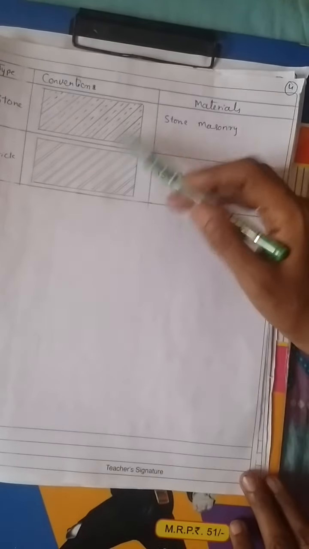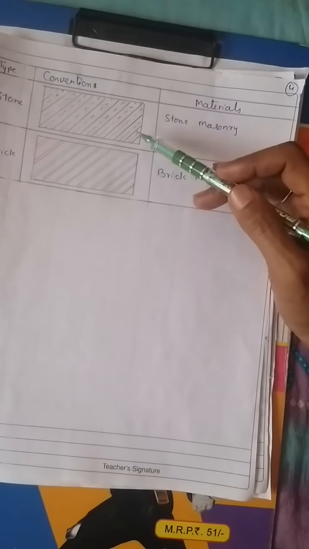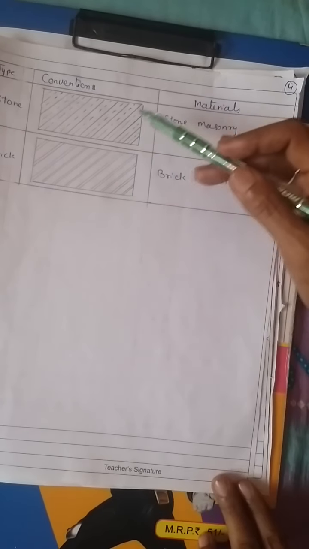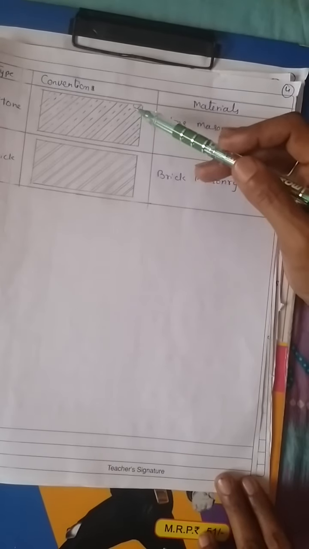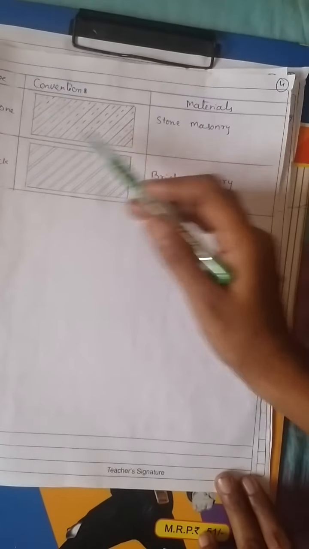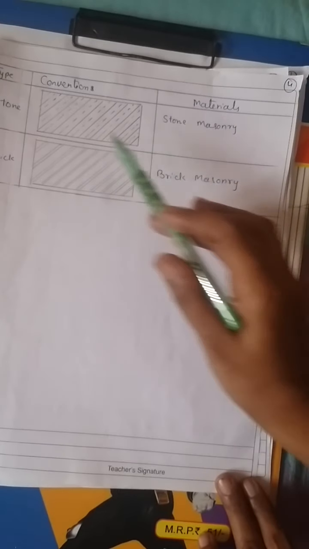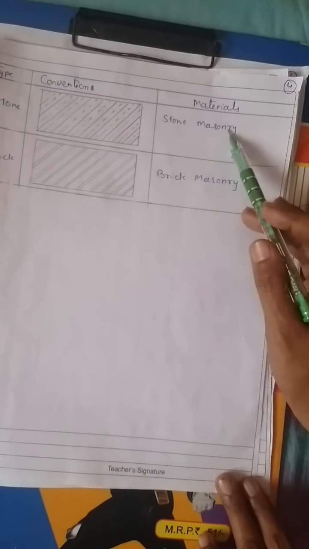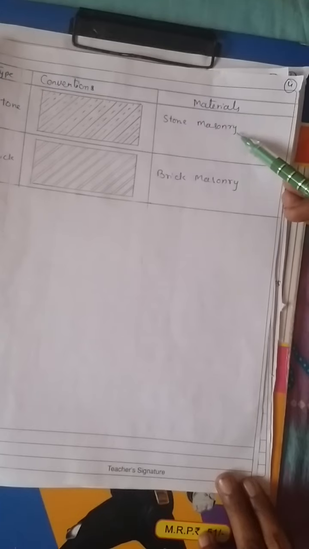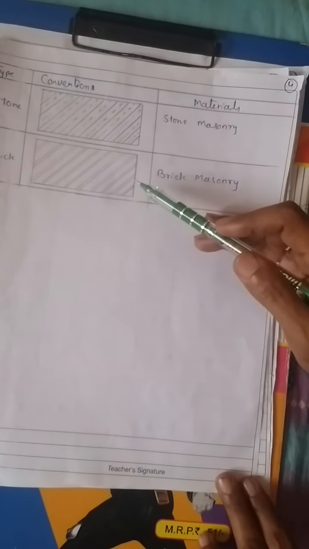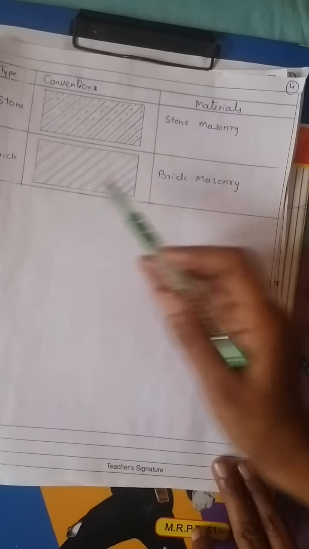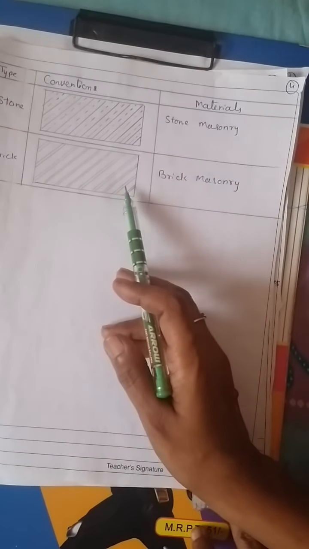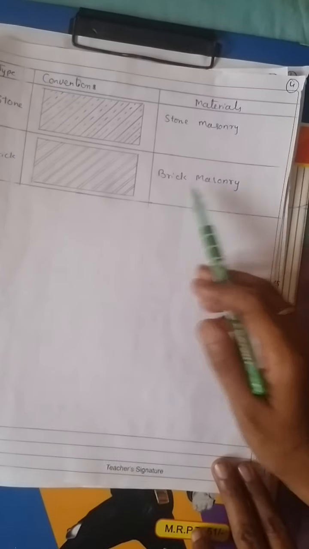Next, this hatching will be shown for stone masonry. When we highlight the foundation details, we hatch the footing with these symbols. So this indicates that we are using stone masonry for the foundations. If we go for the superstructures, there we are using bricks. So this hatching will indicate that we are making use of brick masonry.